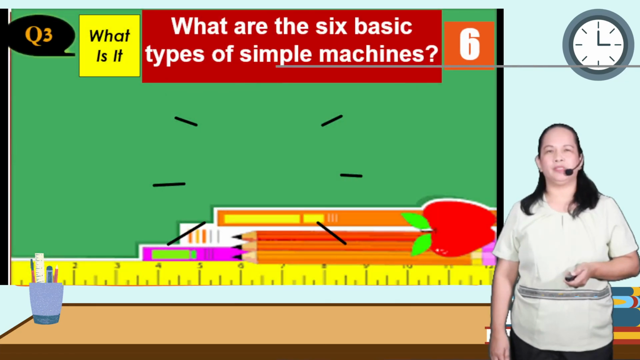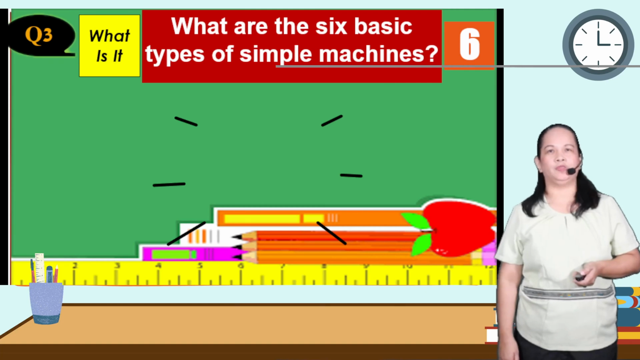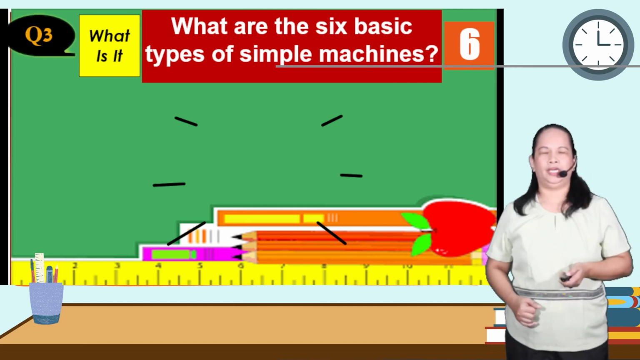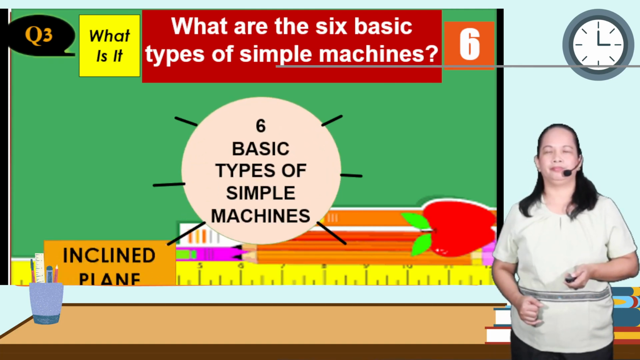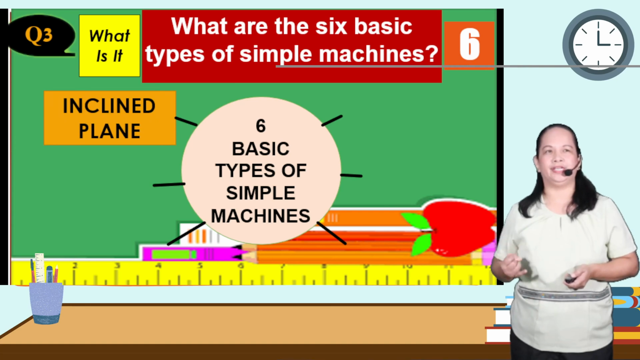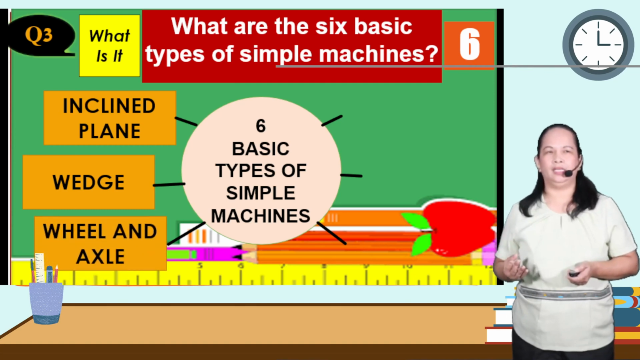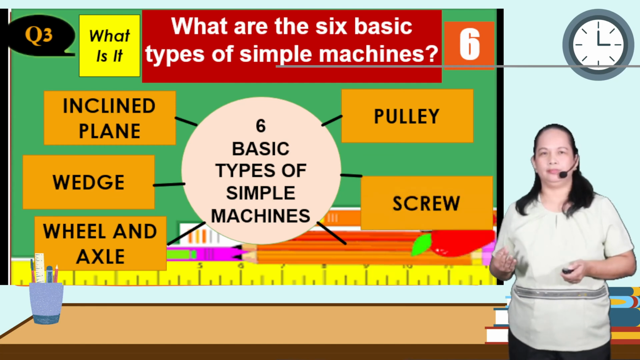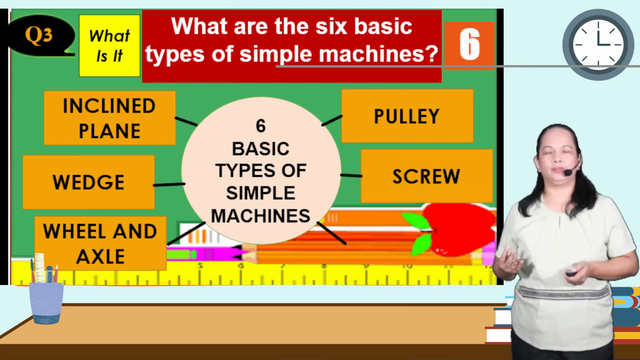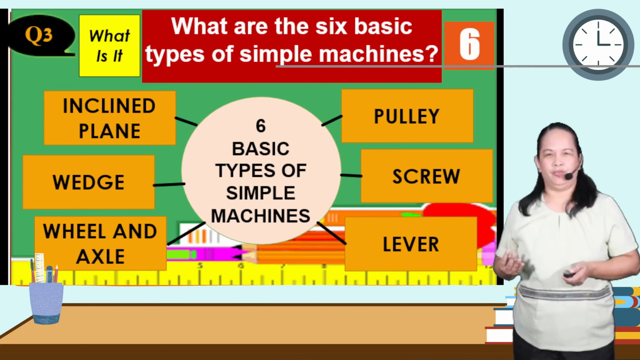Now, what are the 6 basic types of simple machines? Okay, we have the first one, the inclined plane, the wedge, the wheel and axle, the pulley, the screw, and the lever.